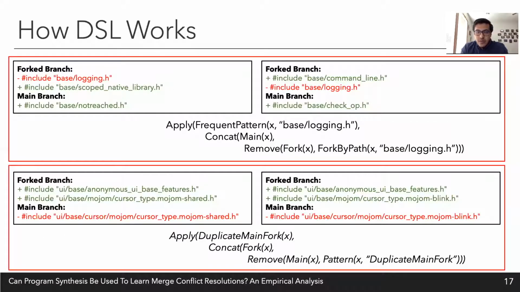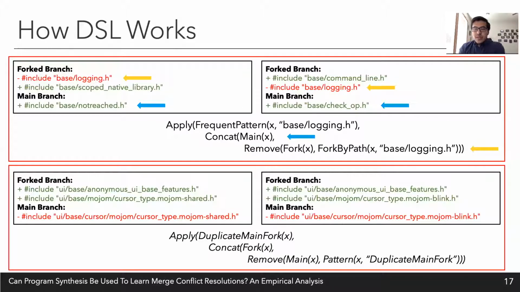Now, recall the motivating example. The desired behavior is to remove the header base login.h from the fork branch changes, then concatenate the changes in both branches. Additionally, we need a guard to only execute the resolution above when the fork branch contains base login.h. Otherwise, the resolution would blindly apply to other applicable cases.